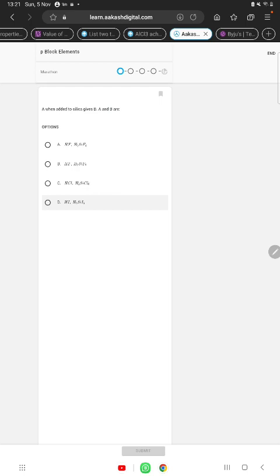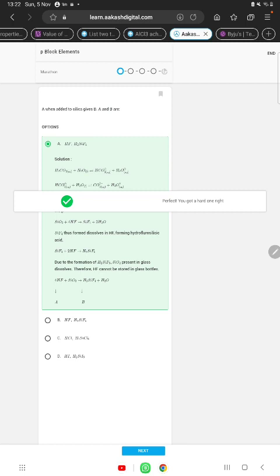A when added to silica gave B. A and B are HF and H2SiO4.